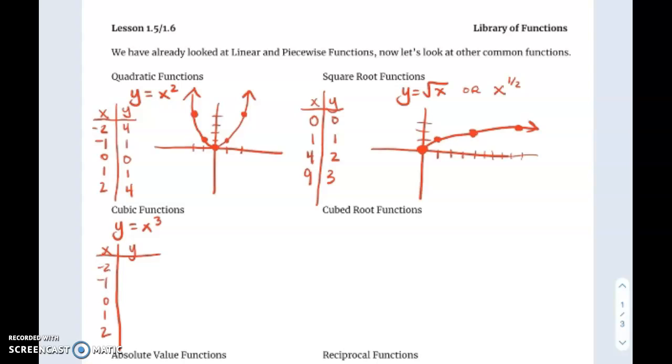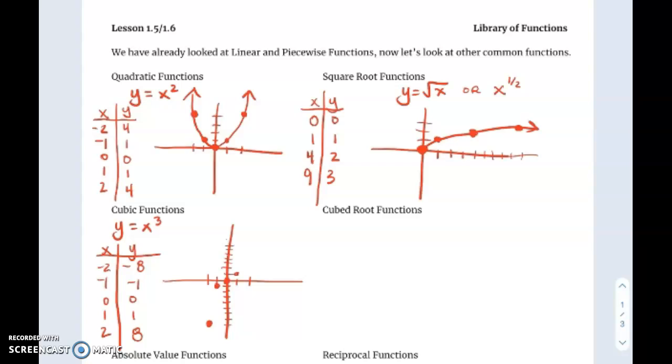So I'm going to stick with my negative 2 to 2. And negative 2 cubed will be negative 8. Negative 1 cubed is negative 1. 0 cubed is 0, 1 cubed is 1, 2 cubed is positive 8. Plot those points. So negative 2 is down 8. Negative 1 is down 1, 0 is at 0, 1 is at 1, 2 is at 8.